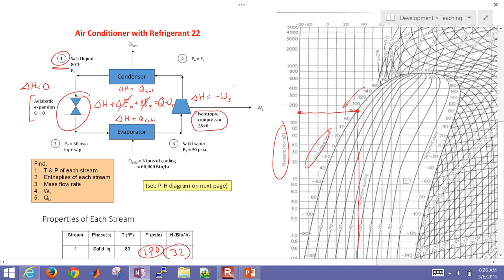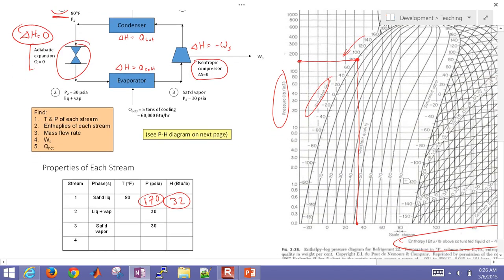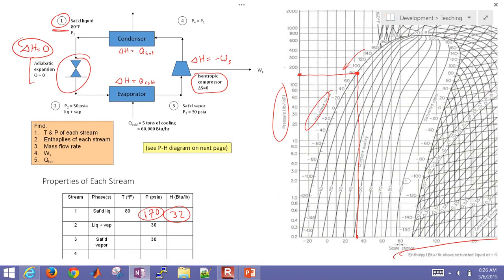So this is going to be important because we're going to go down with constant H, delta H equals 0. Then we know that at the second state, at this 30 psia, I'm going to have the same enthalpy that I had before. So what I can do is just come down this line until I get to 30 psia. There is my second point. So this was point 1, and this is going to be point 2.